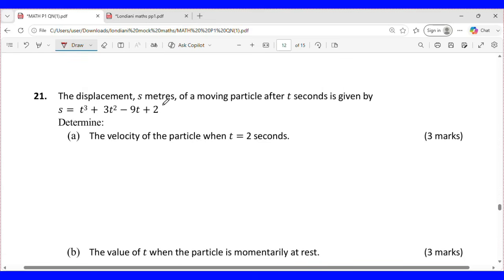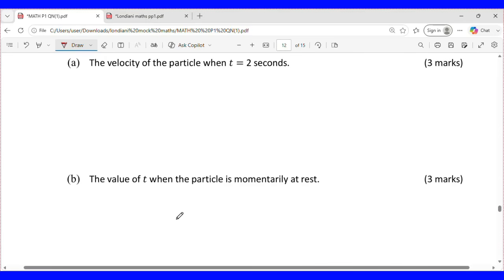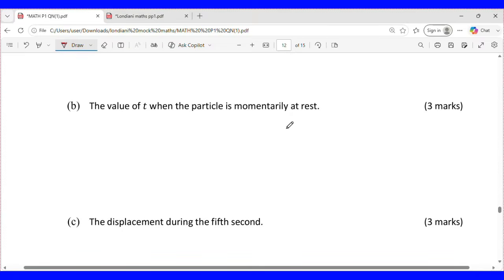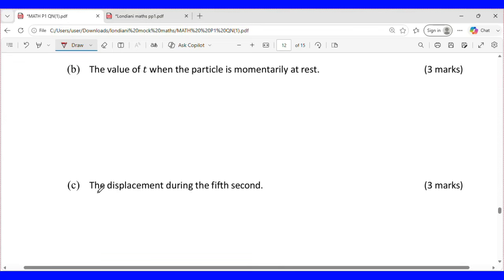The displacement S of a moving particle is this one. Find the velocity of the particle, and find the value of t when the particle is momentarily at rest. Remember, momentarily at rest, velocity is equal to 0. Then the displacement during the 5th second, meaning from the 4th second to the 5th second. That's what it means, from the 4th to the 5th second.